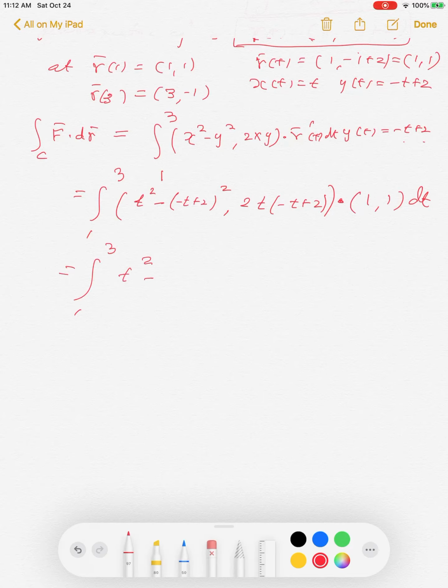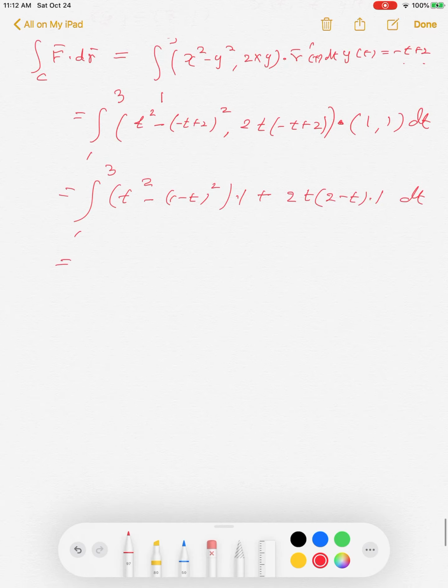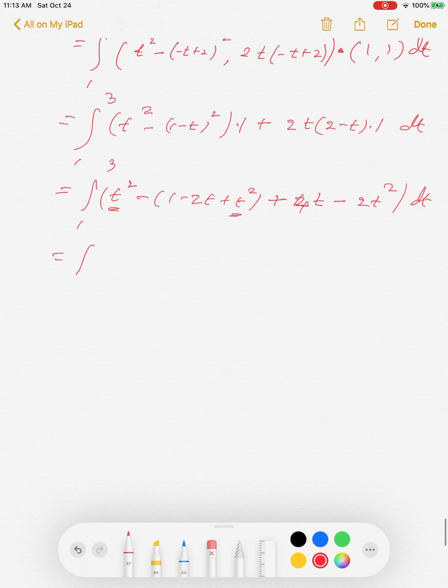So this is going to give you the integral from 1 to 3. This is t square minus (2 minus t) square times 1, I'm taking the dot product, plus 2xy, so it is 2t times (2 minus t) times 1 dt. So then we have to just compute this. So the integral from 1 to 3, you get t square minus 1 minus 2t plus t square plus 2 times, let's multiply this out, so you get 4t minus 2t square dt, which is going to be, so this t square minus t square cancels, and then you have minus 2t square. How many t's? We have plus 2t and plus 4t, plus 6t, and then you have a minus 1.